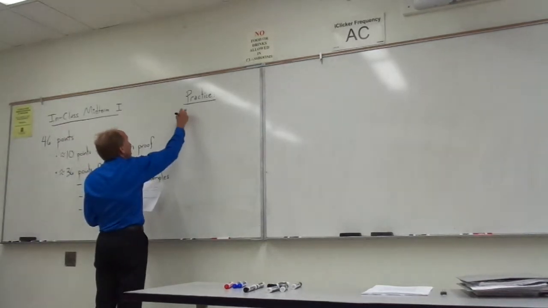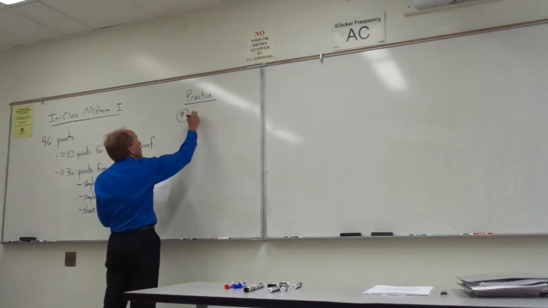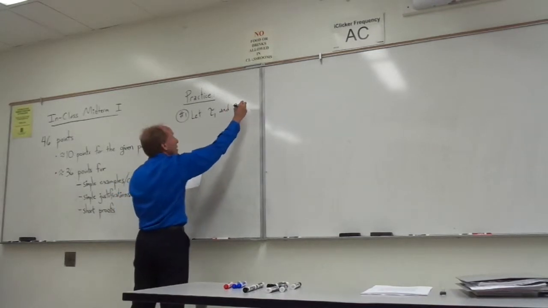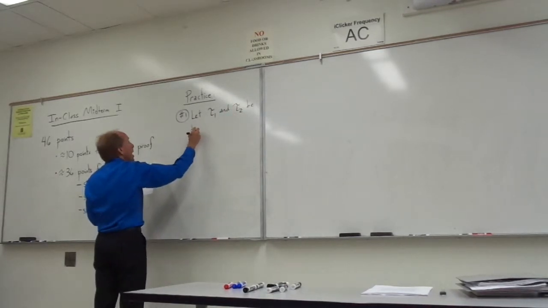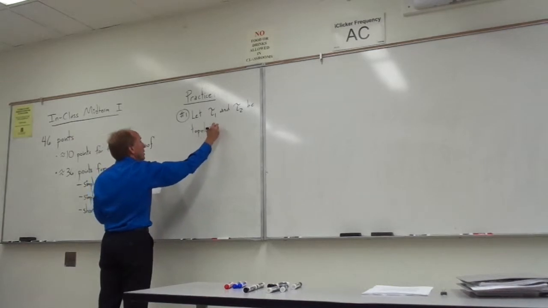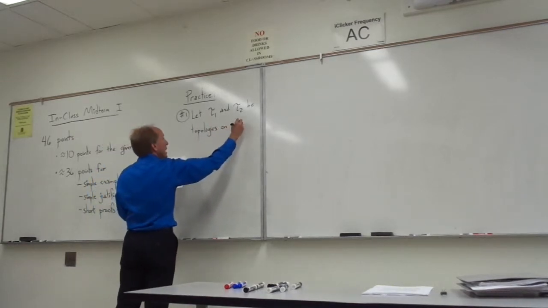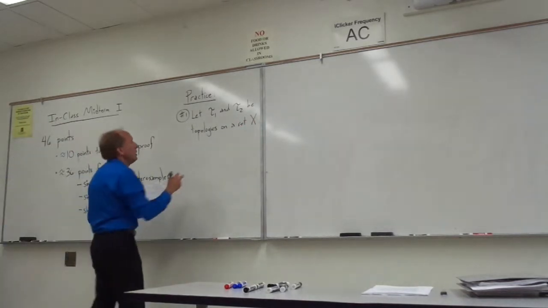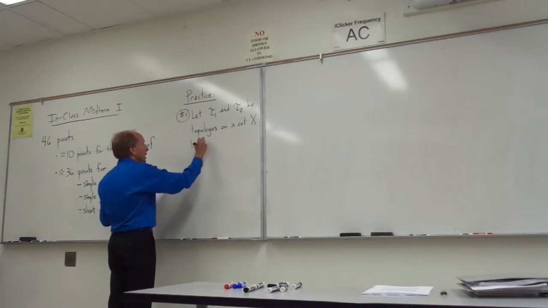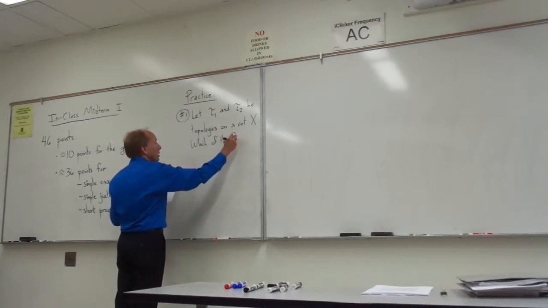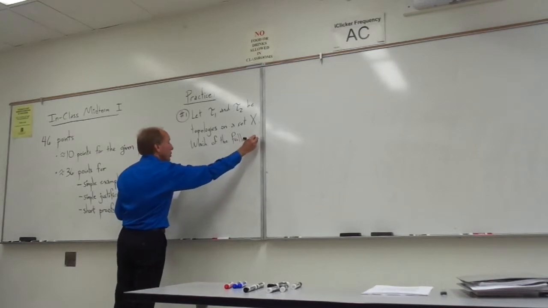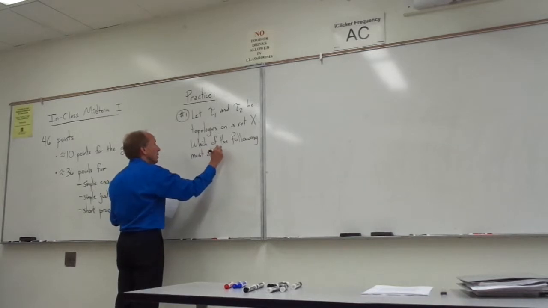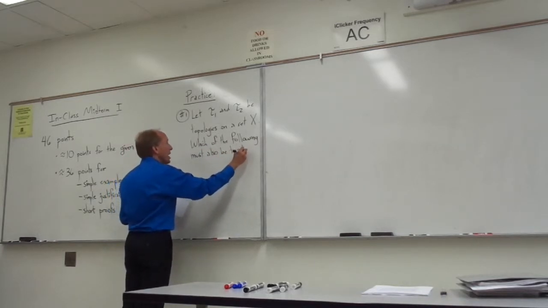So here's the first one. Let tau 1 and tau 2 be topologies on a set X. Okay? And then here's the question. Which of the following must also be topologies on X?